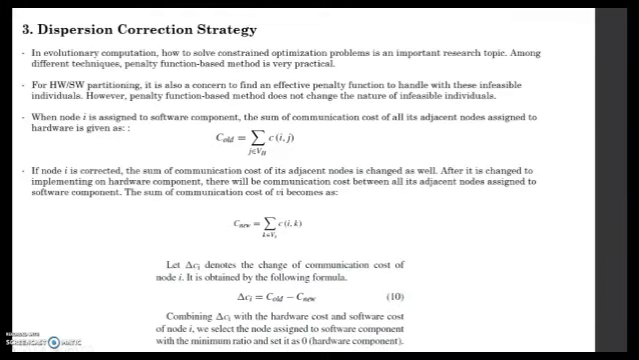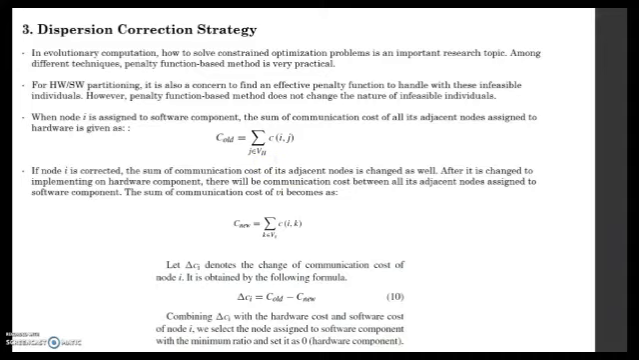Dispersion correction strategy. For the hardware software partitioning, it is also concerned to find an effective penalty function to handle these invisible individuals. However, penalty function-based method does not change the nature of invisible individuals. So when node I is assigned to software component, the sum of communication costs of all its adjacent nodes assigned to the hardware are given as this formula, where C old is equal to the summation of Cij. And if the node I is corrected, the sum of communication costs of adjacent nodes is changed as well.